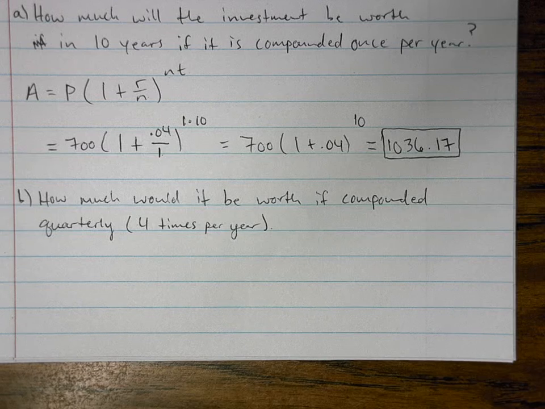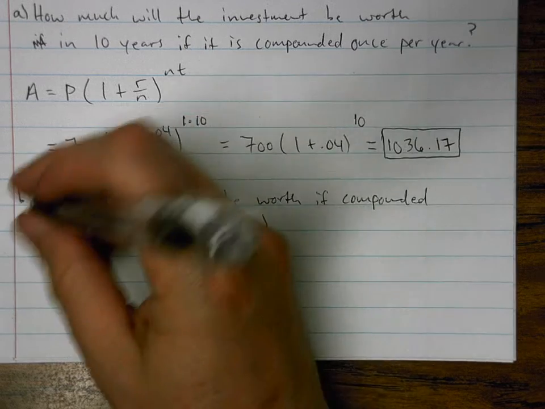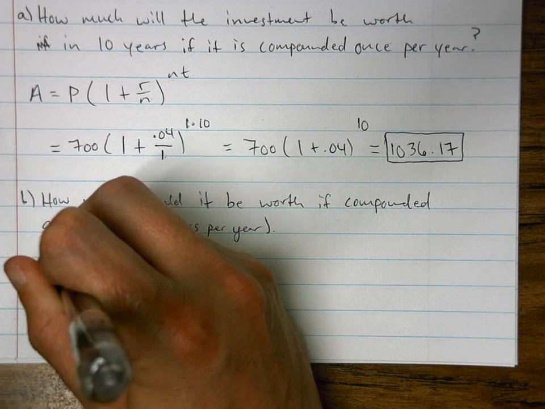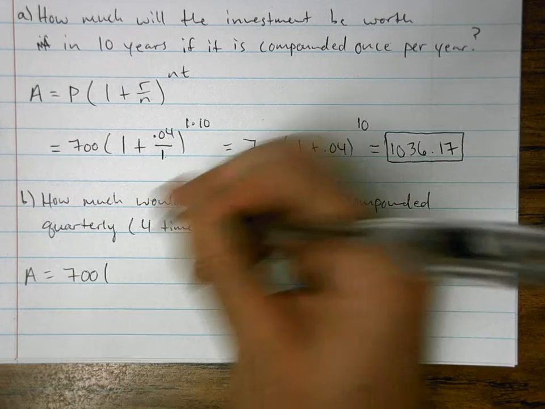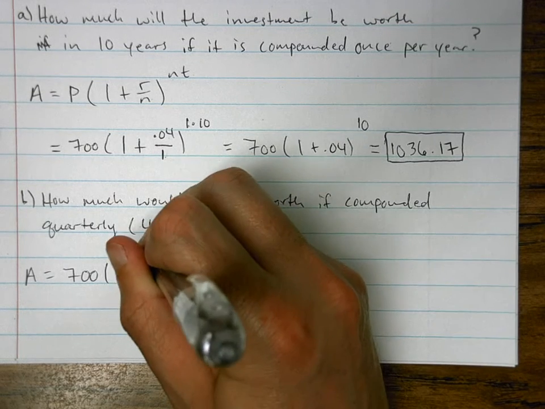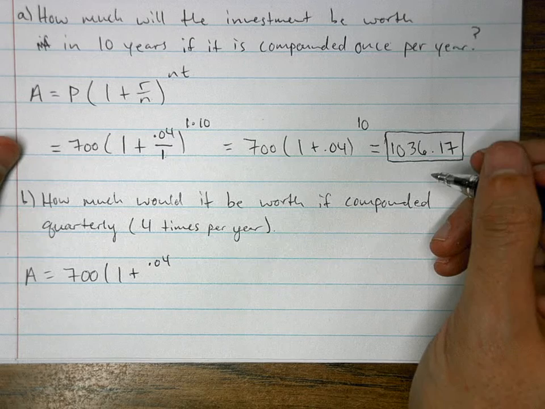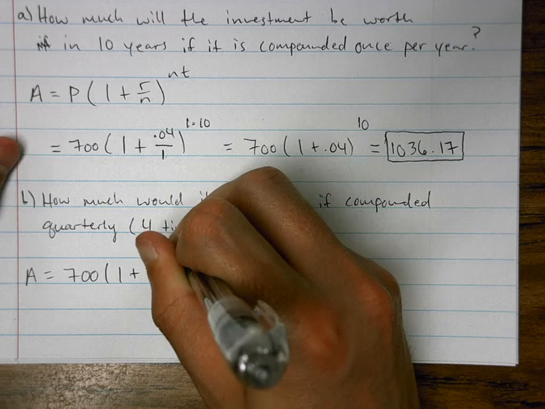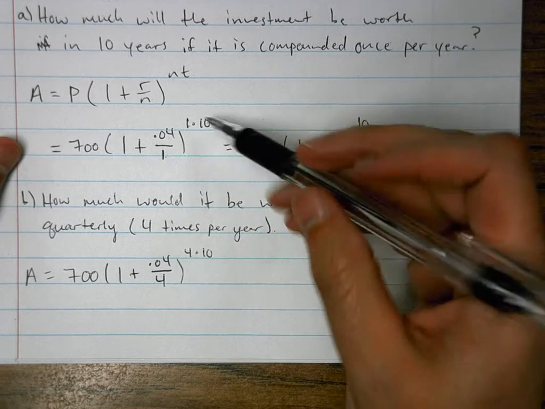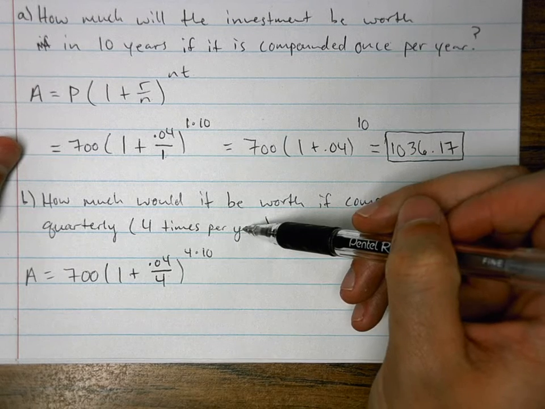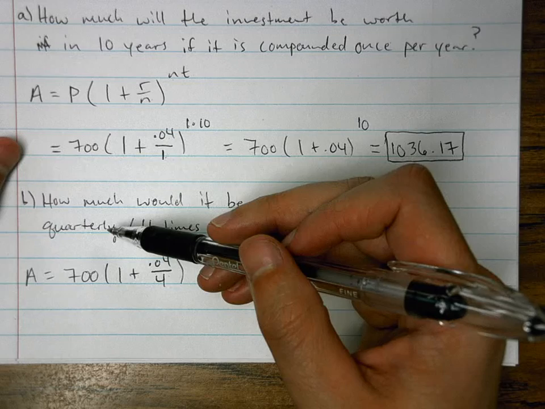Okay, so you guys should have this written down by now. So we're going to put it back into this formula. So we get A equals investing $700 at 1 plus, it's still 4%, so 0.04, but now we're investing it 4 times. So instead of n being 1, n is now 4 because we're doing it 4 times per year. That's what quarters mean. Quarter means 4. 4 quarters in a dollar.